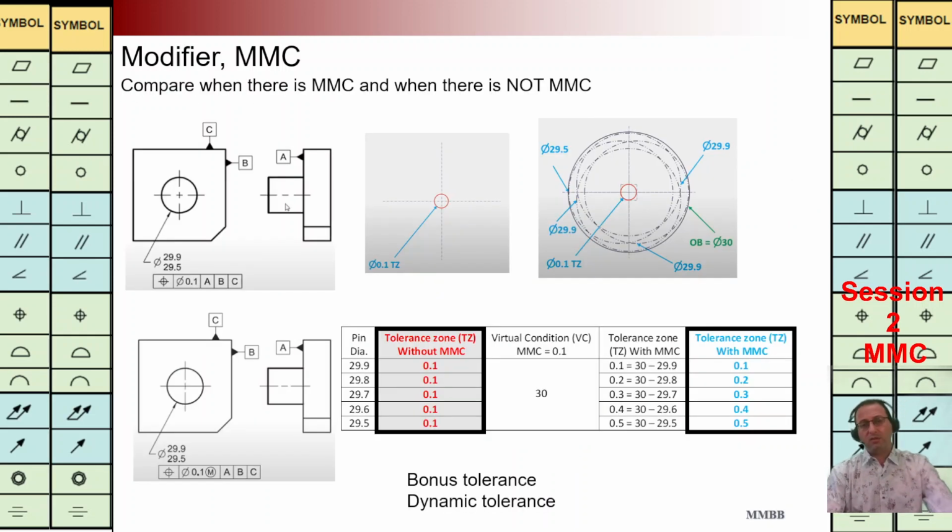Now let's compare when we have the modifier and when we don't have the modifier. For this example, the diameter of the pin is going to change between 29.5 and 29.9. We don't have any modifier.